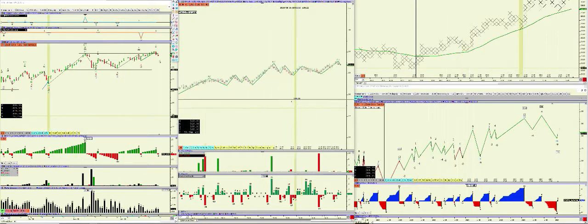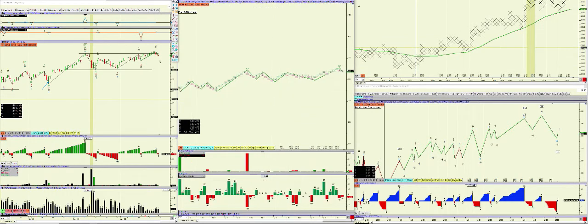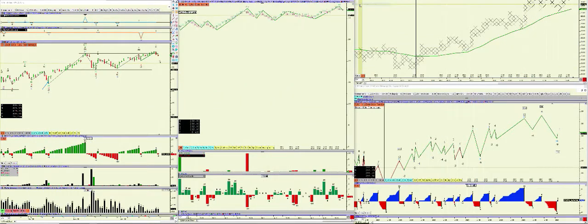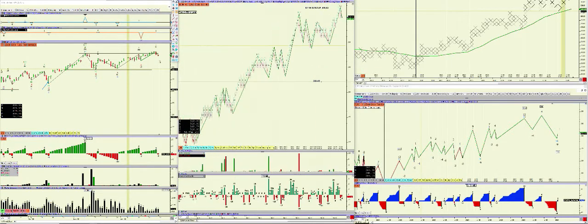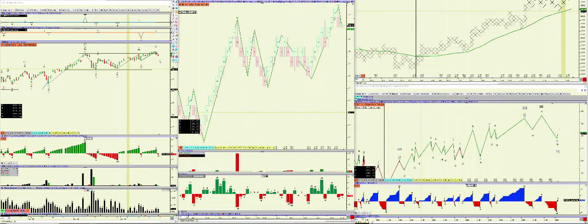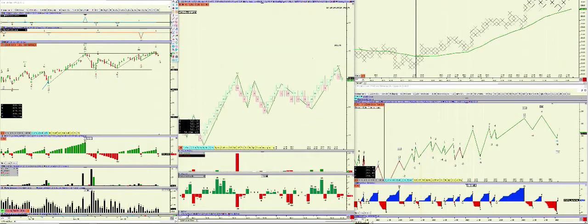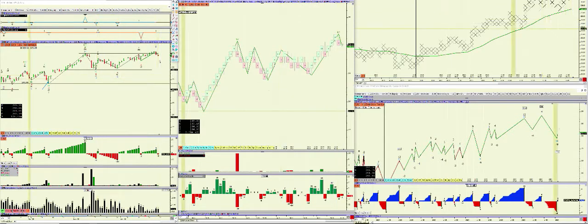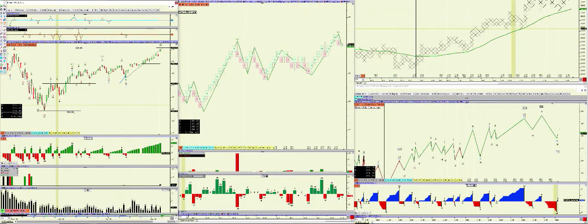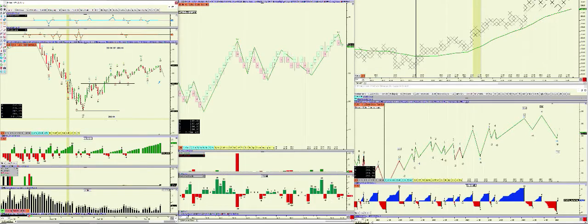So let's set this up on auto, instrument only. Alright, so we'll take a look at the entire daily trend, starting off from the left.